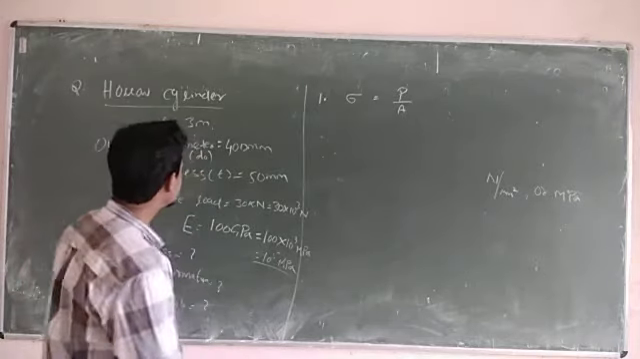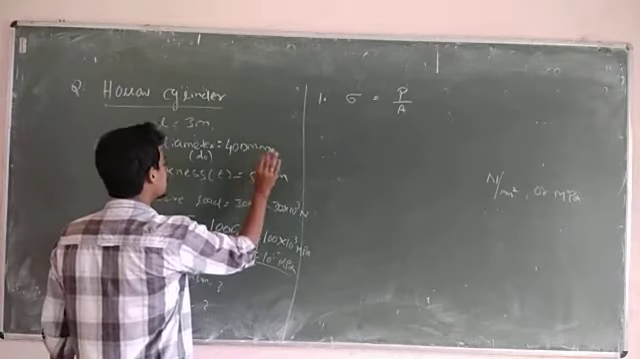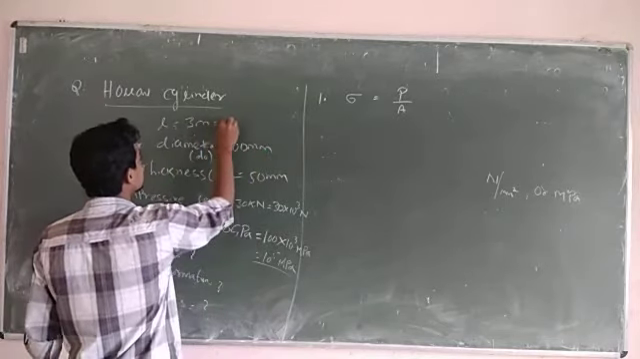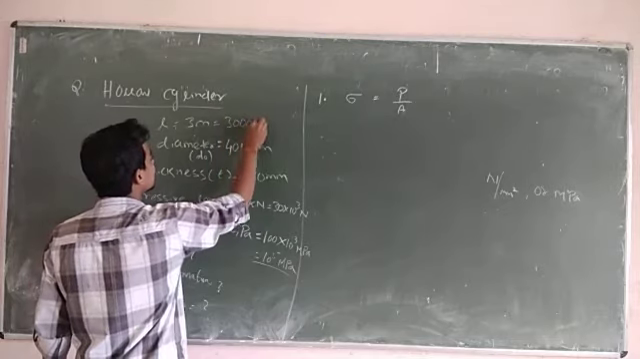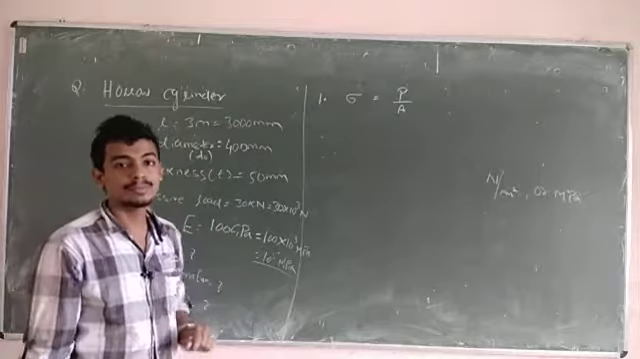Now what are the remaining? Here the diameter is in mm, no need to convert. The thickness is also in mm, no need to convert. Length is in meter, so 1 meter equals 1000 mm. So 3 meter is equal to 3000 mm.